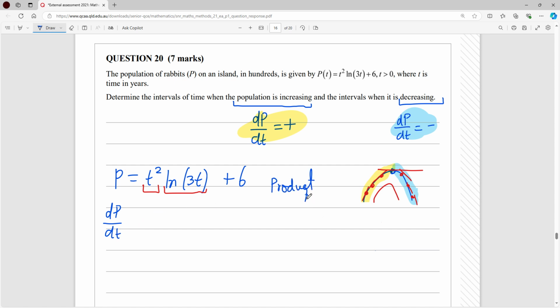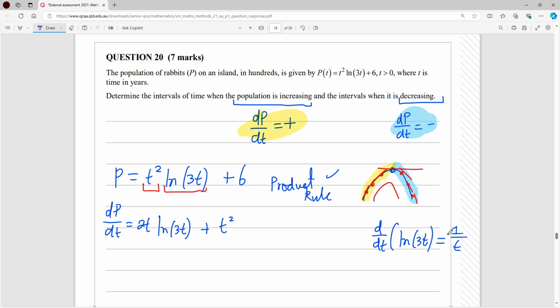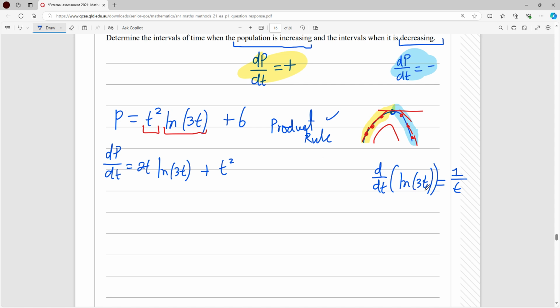Product rule. You don't have to write this, I'm just writing this in case anyone mistakes what I'm doing here. So this is going to be 2t, then ln 3t, plus t squared times the derivative of ln 3t. It doesn't matter what number is there, it's still just 1 over t, because to differentiate this is a chain rule. The derivative of the inside function is 3, and the derivative of the outside function is 1 over 3t, so the 3's cancel out, and it's 1 over t.